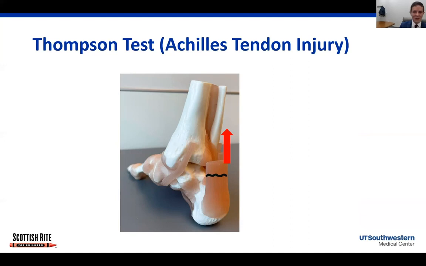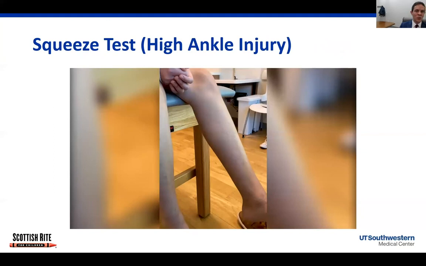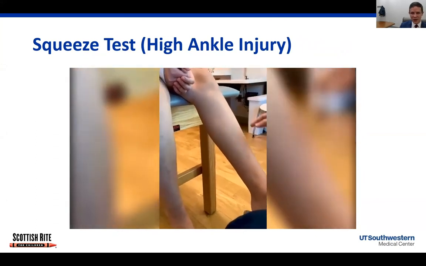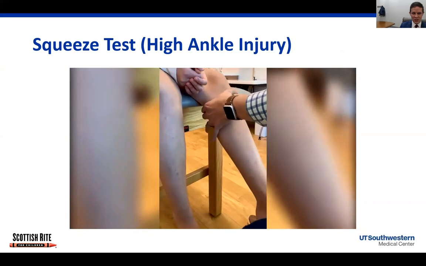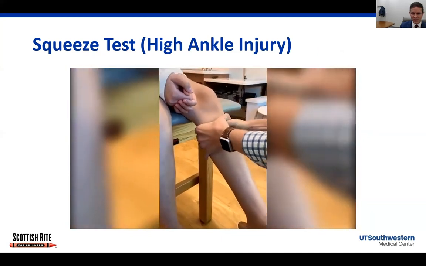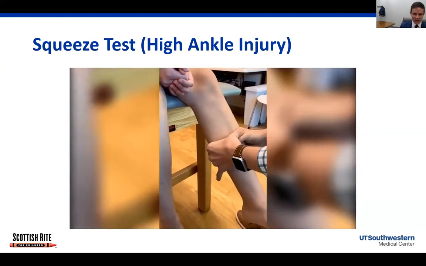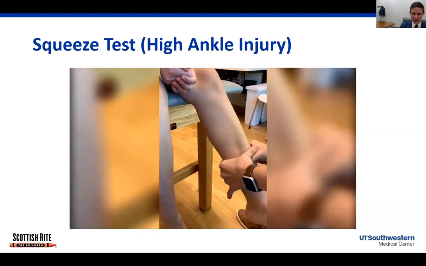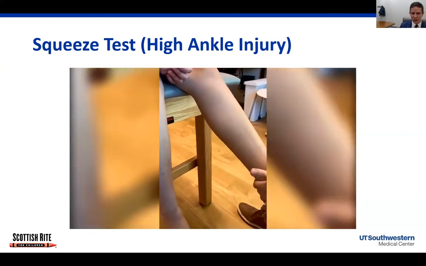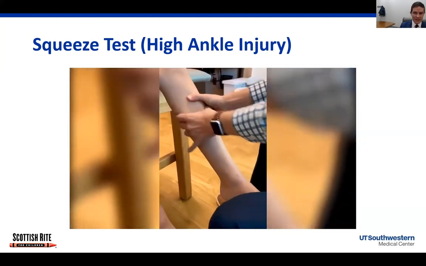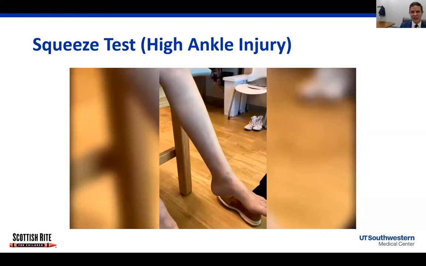So let's move on to the next one, which is the squeeze test, which evaluates for a high ankle injury. This is the one that I often combine with my palpation test. What I'm going to do is squeeze at the upper aspect of the tibia and fibula, trying to squeeze those two bones together. I'll work my way down a little bit and squeeze in different areas. What I'm looking for when I squeeze is to see if there's a little bit more movement in the distal aspect of the tibia and fibula, or, more commonly, that they have pain in that area.